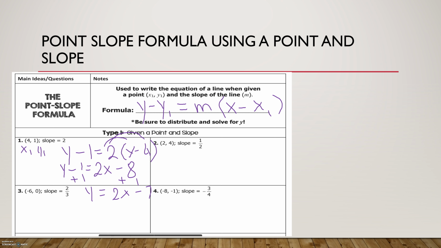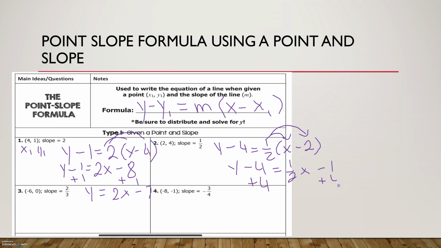So let me do number 2 for you guys. Number 2, you're going to have, again, y minus 4 equals 1/2 times x minus 2. You follow the same formula. We're going to distribute the 1/2. So y minus 4 equals 1/2 x. 1/2 times negative 2 is just negative 1. And now at this point, I add 4 to both sides. So my y equals 1/2 x plus 3.